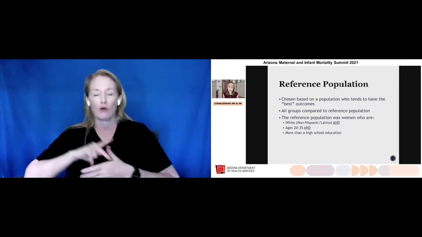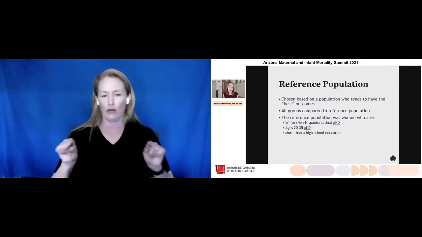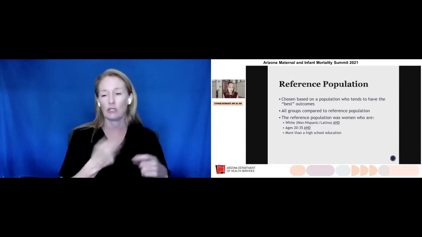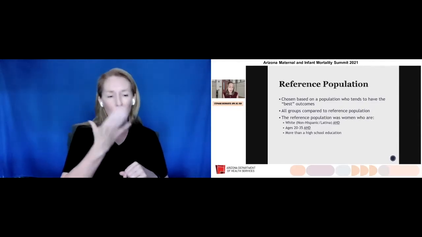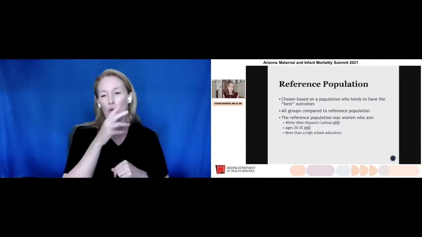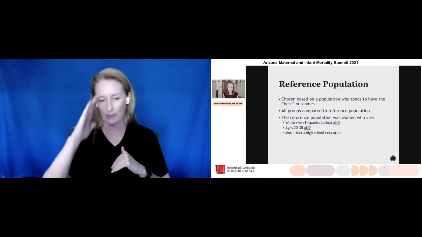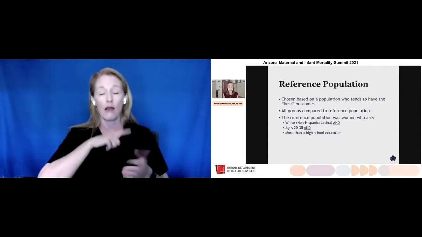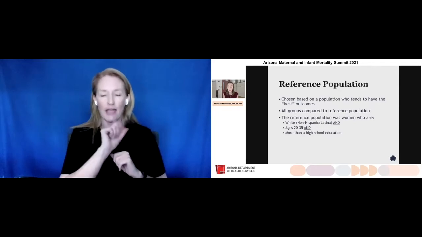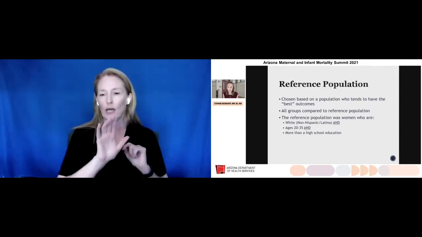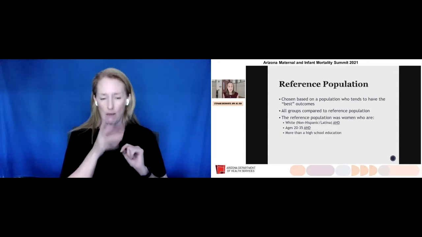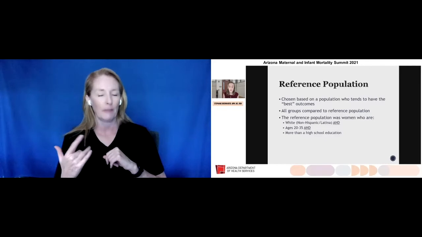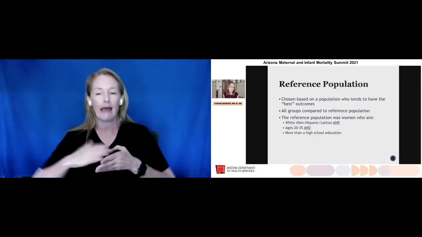So the reference population typically used for a perinatal periods of risk analysis are white, non-Hispanic Latino women who are ages 20 years and up and have more than a high school education. So for our analysis, we did change the age range to be from 20 to 35 years of age for the mom, as the literature does indicate that there can be poorer outcomes when the mother is over 35, and we did not want that to confound our analyses.